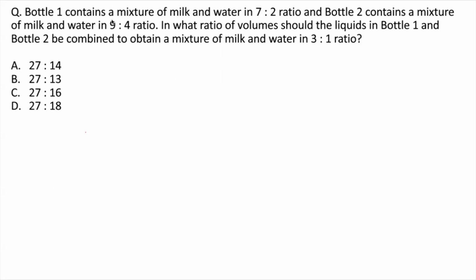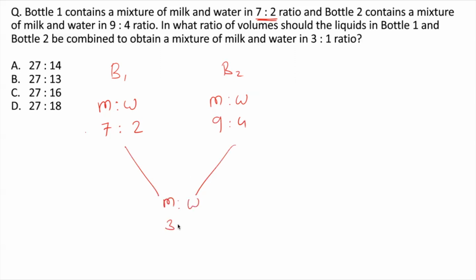So bottle 1 contains a mixture of milk and water in the ratio 7:2. I'll write it as bottle 1, or B1, contains milk and water in the ratio 7:2. Bottle 2 contains a mixture of milk and water, milk is to water, the ratio is 9:4. In what ratio of volume should the liquids in the two be combined to obtain a mixture of milk and water in the ratio 3:1? Typical question of alligations, guys.